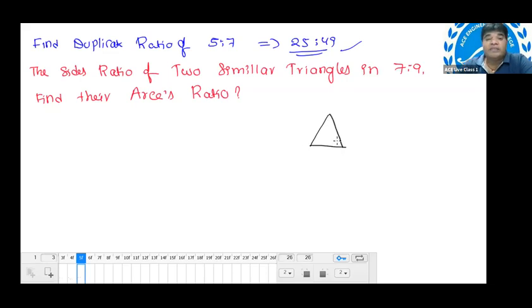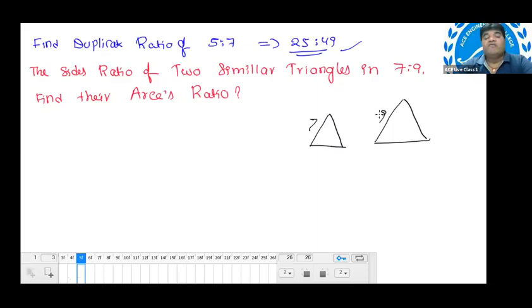Two similar triangles means the same type of triangle. If the first one is an equilateral triangle, the second one is also an equilateral triangle. If the first one is an isosceles triangle, the second one is also isosceles. Both are equilateral, or both are isosceles, or both are any triangle, but they should be the same type. Lengths are different, but the type is the same. Here the lengths are 7 and 9.